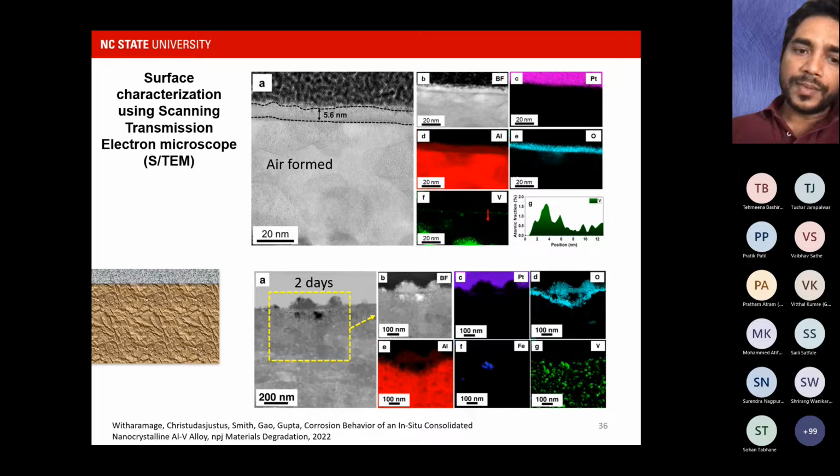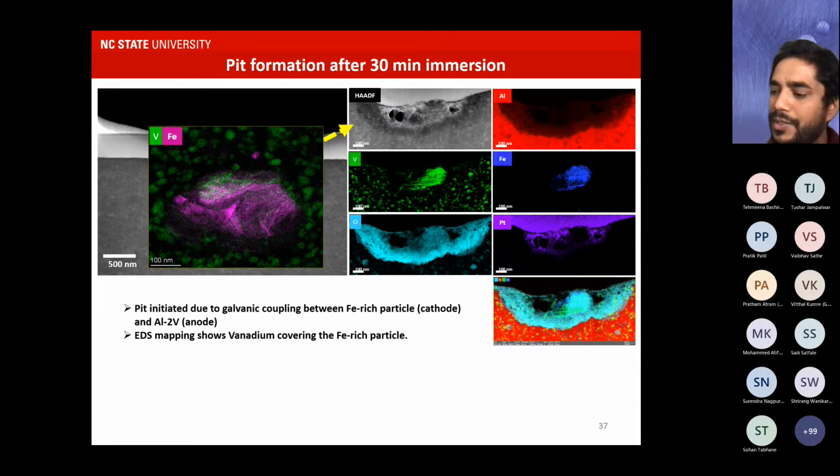Now there are some regions where we can start seeing pits. This is a small pit, really like 200 to 300 nanometers thick. What was really interesting, if we look at iron and vanadium, is that pits are originating around iron, and if you look at vanadium, vanadium is depositing on iron. And the same thing here, this is another example, just after 30 minutes immersion, and you can see this really small pit over here. This pit is forming basically around this iron-rich particle.